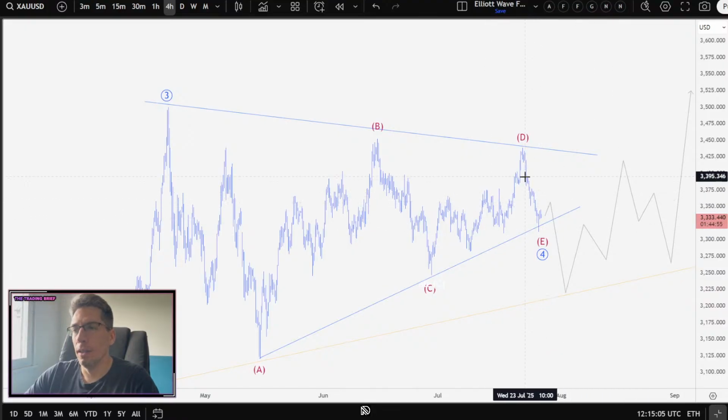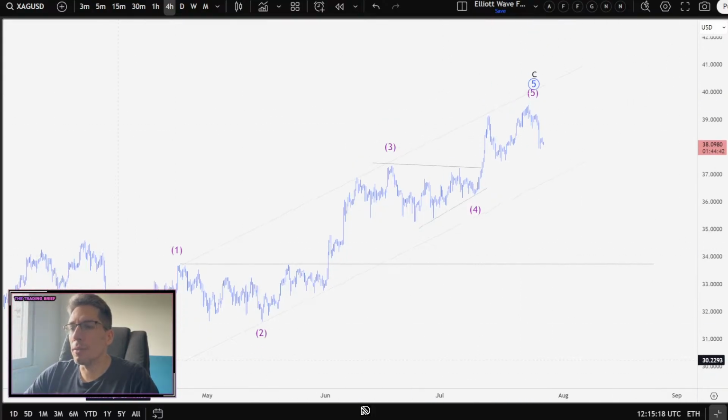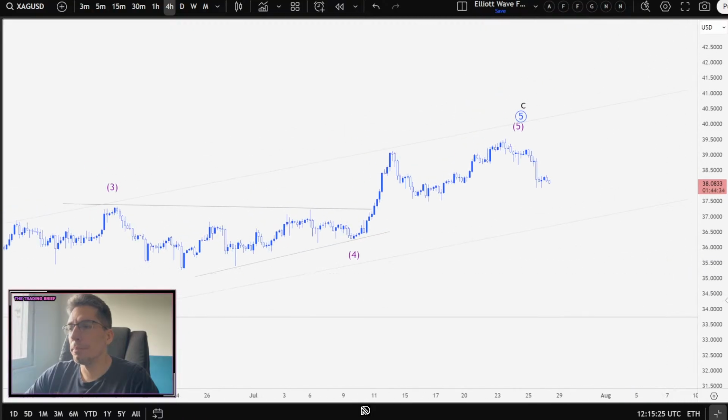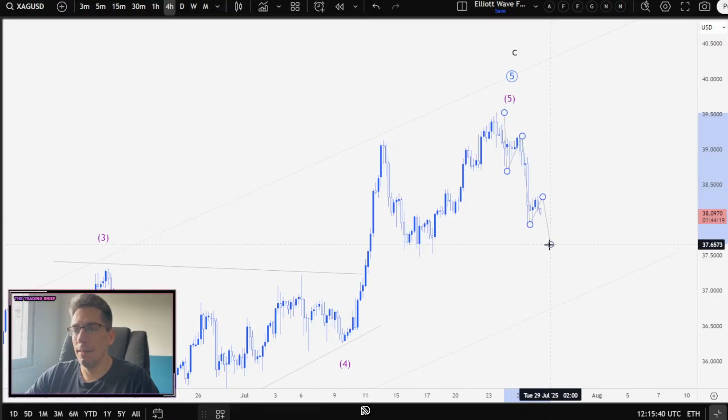So why not? Silver was great for us. I don't see a potential, at least not right now, some sort of a long opportunity in silver, just because silver did exactly what we expected. And the move, let me just zoom in a little bit. The move from here, so from the high at 39.50, looks how? Looks like 1, 2, 3, 4, and looking like 5.